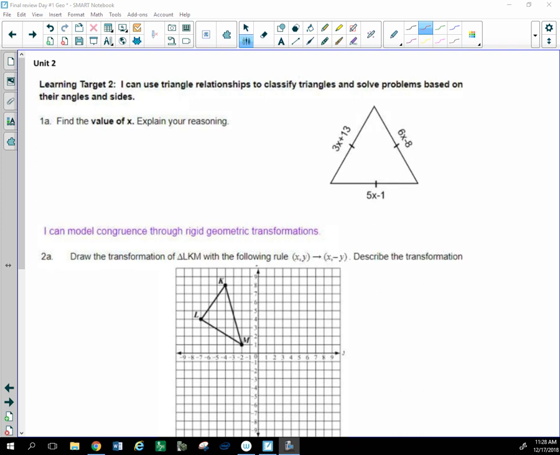Hello everybody, welcome back to page 4 of our final review. We're going to use triangle relationships to classify triangles and solve problems based on their angles and sides.